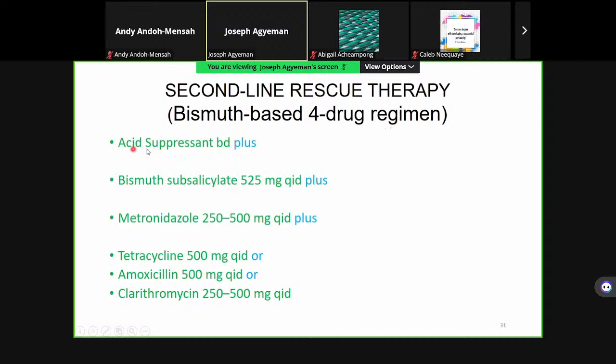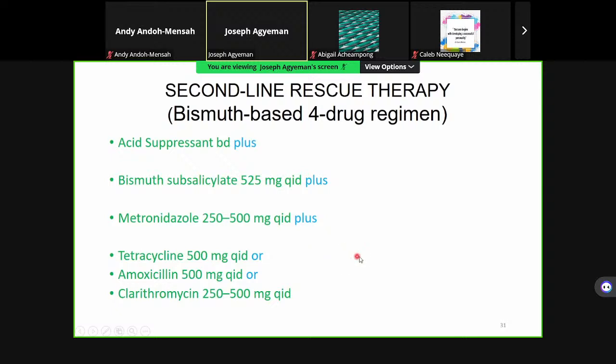It consists of an acid suppressant, that is a PPI on BD basis, then the bismuth-containing salt, this on QID, then metronidazole, either 250 to 500. Over here, you will do 400, also on QID. Then you add any of these. So PPI plus bismuth plus metronidazole plus any of these 3. That will be for the second line rescue therapy.